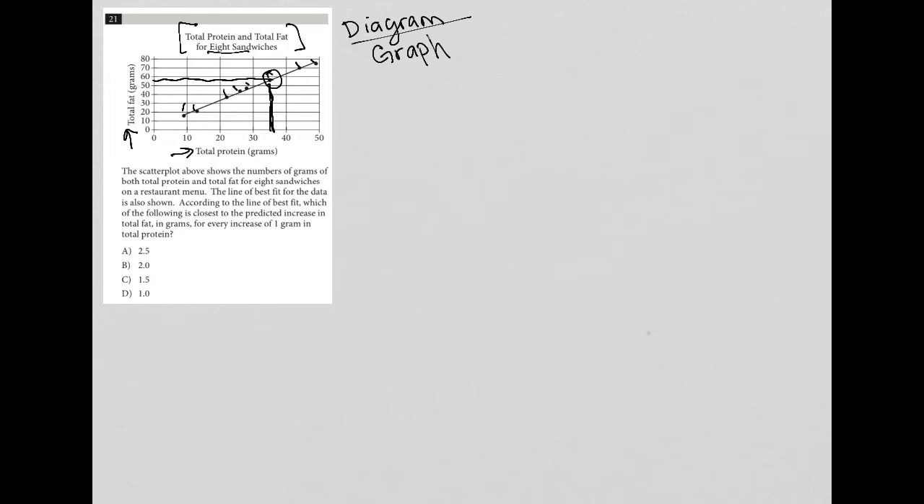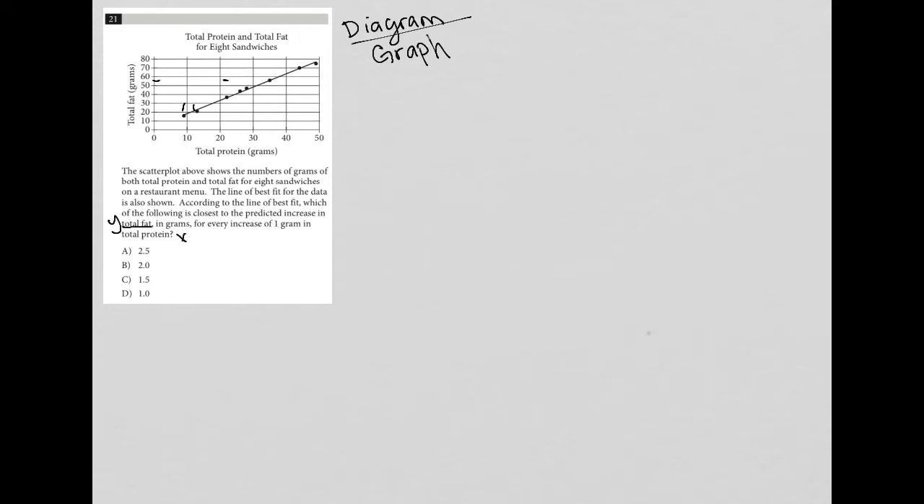So the actual question says the scatter plot above shows the number of grams of both total protein and total fat for 8 sandwiches on a restaurant menu. The line of best fit for the data is also shown. According to the line of best fit, which of the following is closest to the predicted increase in total fat in grams? So total fat, remember that's our Y value. So the predicted increase in Y, or total fat in grams, for every increase of 1 gram in total protein, which again was our X value.